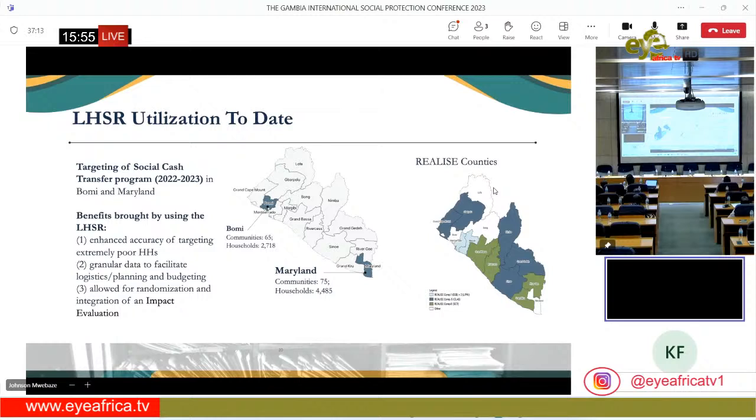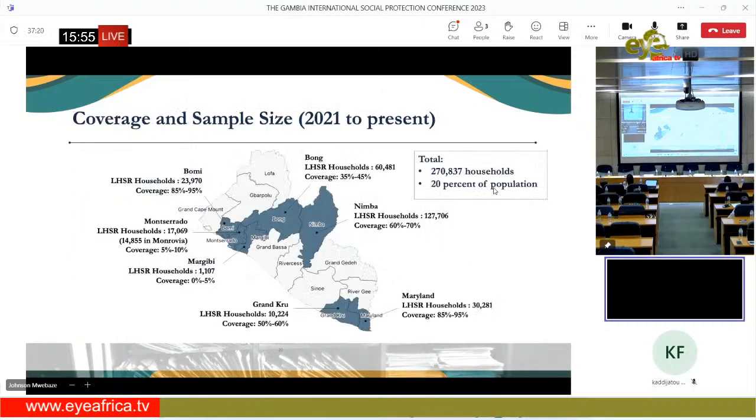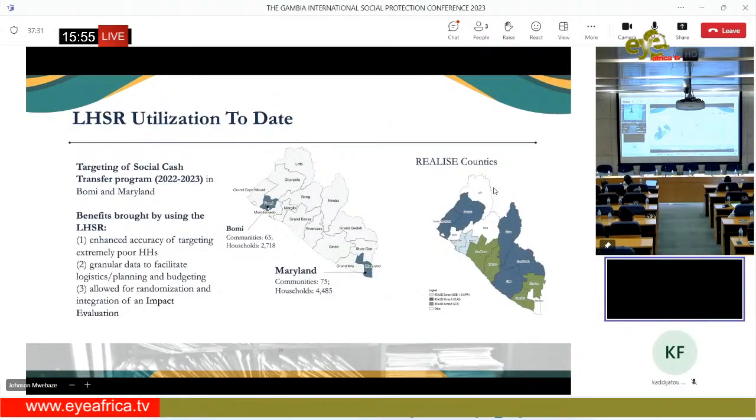So by doing that, they're able to collect data. Remember, in the previous slides, I only showed you a few counties. You can see Bomi, Maryland, and so on that were covered. But if you see, Realize is covering the entire country. As they collect data from different counties, they use the social registry tool, and by doing that, the registry is also benefiting from the program, in that data is shared with the social registry. Of course, the registry is expanding.